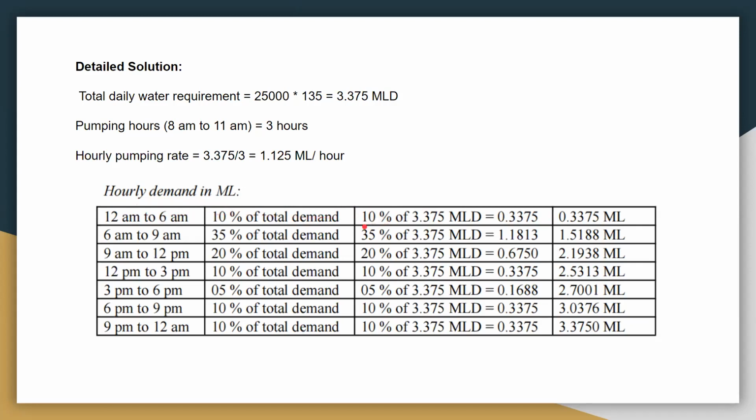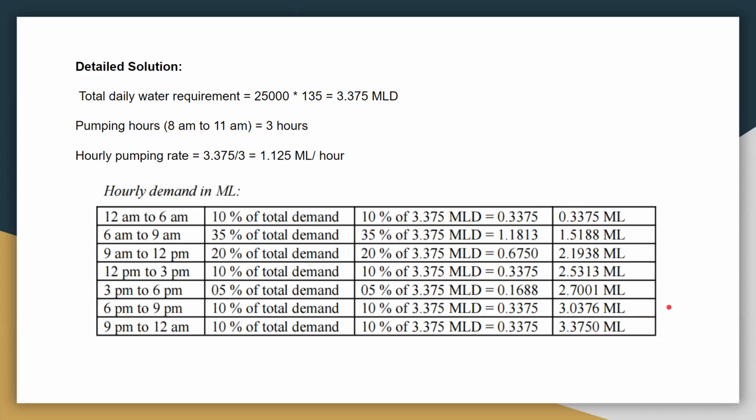Okay, we'll look into the answer. Again, from 6 to 9, since 35% is the total demand, 35% of 3.375 is going to give 1.1813. Now here they are asking for the cumulative demand. In the balancing storage method, we are looking at the cumulative demand. So once you get this value, you have to keep adding it to the next value that you're getting. And in the end, here you can see the total demand that we are obtaining.